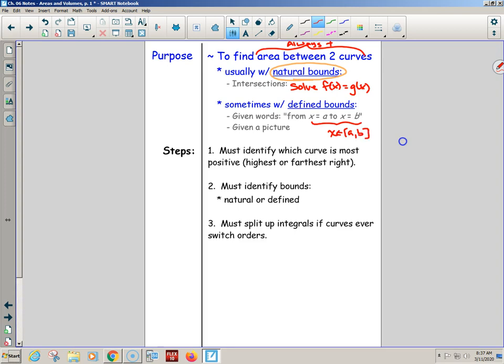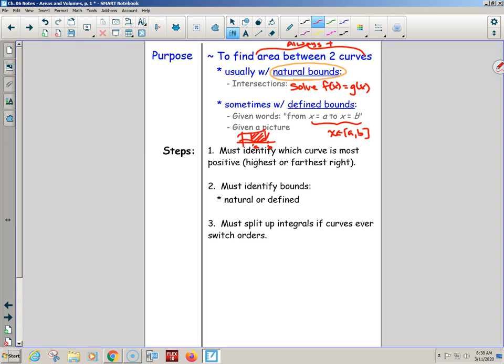Or they could also give you some sort of picture where they're like, hey, can you please find this area between, and you're going to have to figure out who is a, who is b from the picture. So there are a couple different ways of doing it. Actually using words, actually using intervals, or actually giving you a picture and you have to figure out a to b. But we've already had some practice with the picture just because you guys were dealing with good old-fashioned, just plain old area between the curve and the axis back when we first learned intervals.